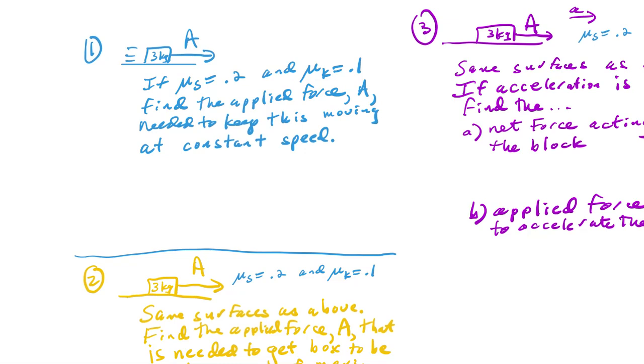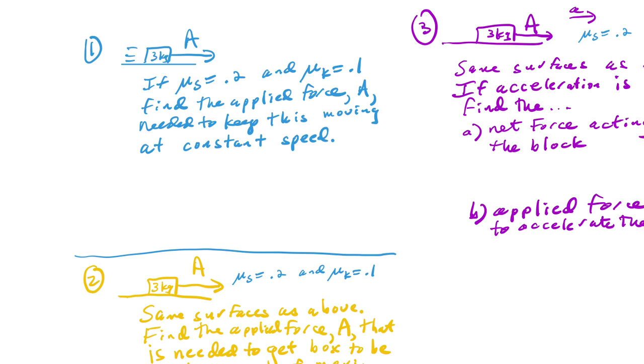Okay, I'm going to work these out step by step like I did in class. Okay, so let's look at number 1. We have a box on the floor. A 3-kilogram box on the floor.